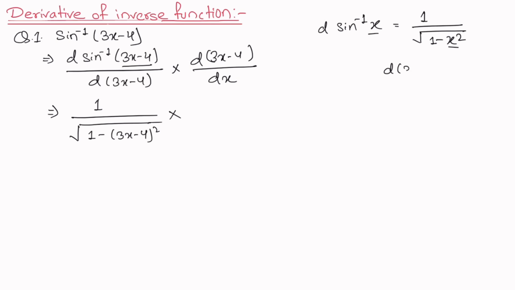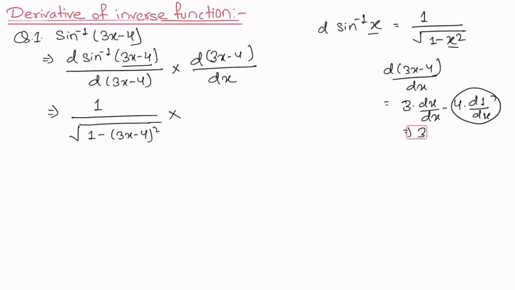So the derivative of 3x minus 4 with respect to x will be equal to 3 times dx upon dx minus 4 times d1 upon dx. This portion gets 0. So the derivative of 3x minus 4 is going to be 3. So we will have 3 here. Our final answer is going to be 3 upon root under 1 minus (3x minus 4) whole square. This is our answer. Now let's see one more example.